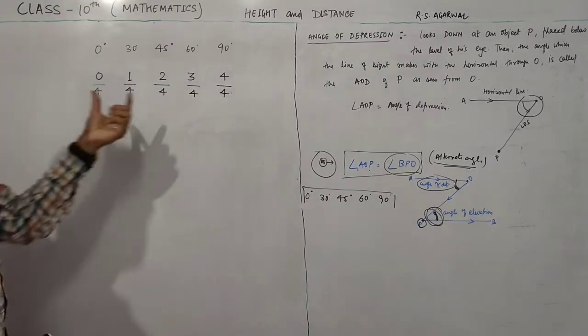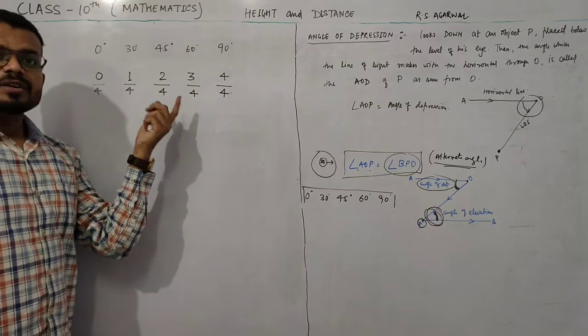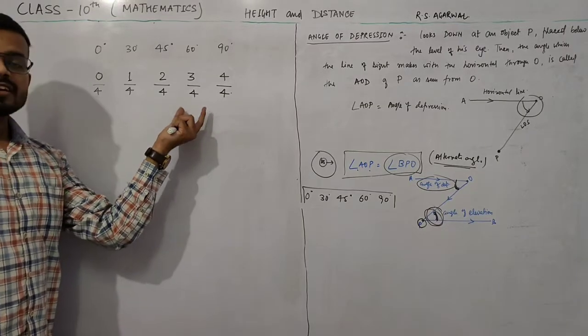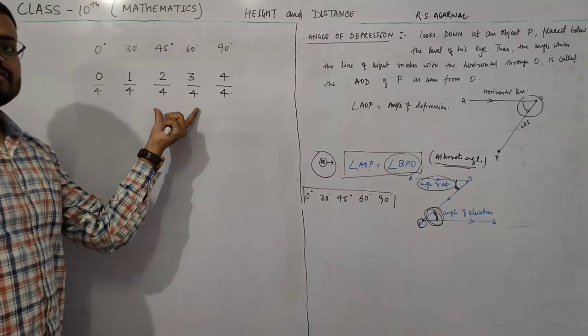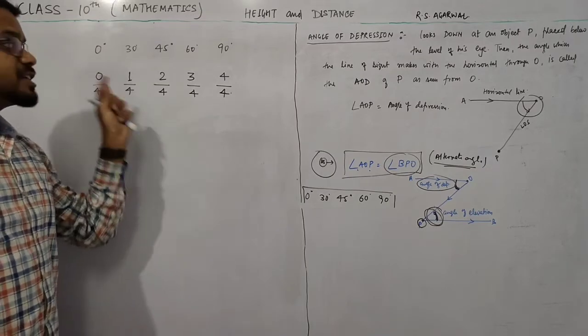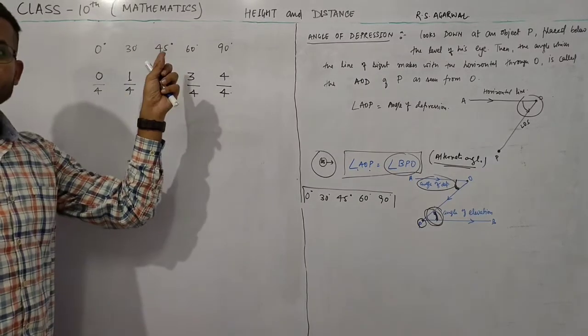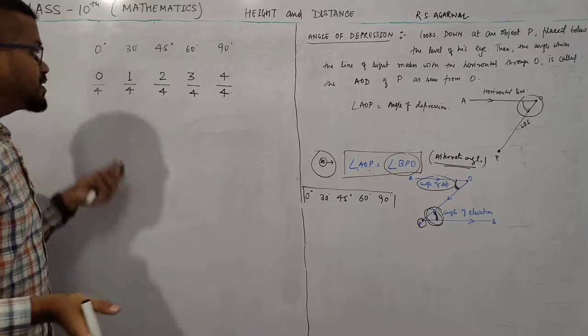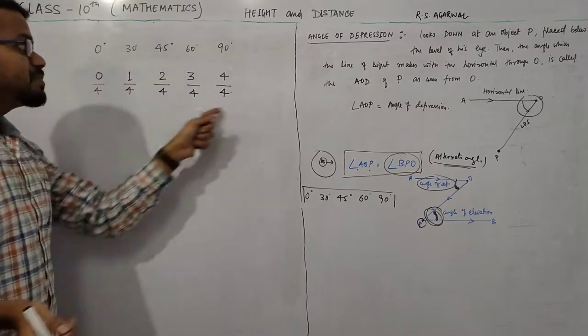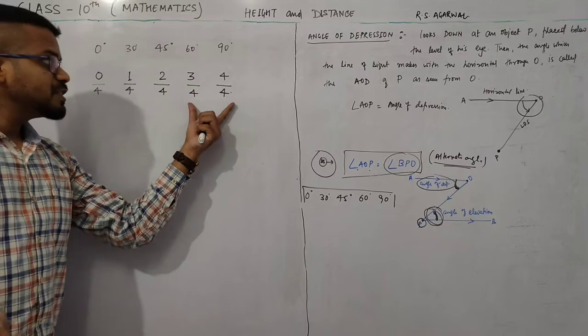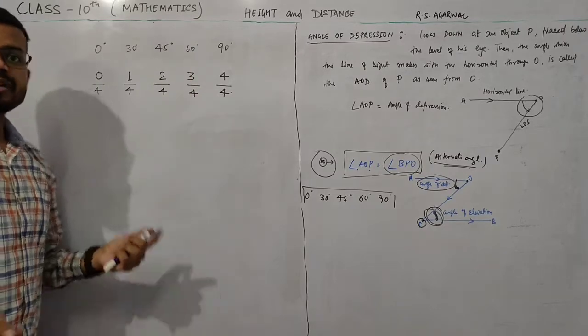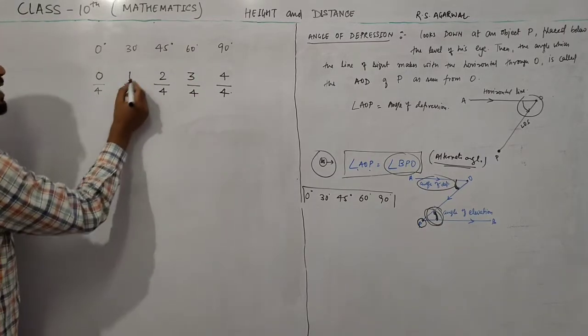Okay, please concentrate on the board, because after this you will never forget the value of the trigonometrical ratios for these specific angles. Whenever you forget the value, just remember this trick. You can always get the value of all the trigonometrical ratios. So, this is 0 by 4.